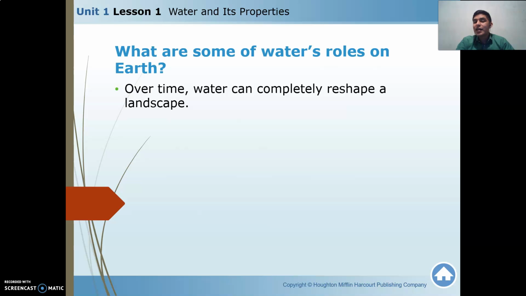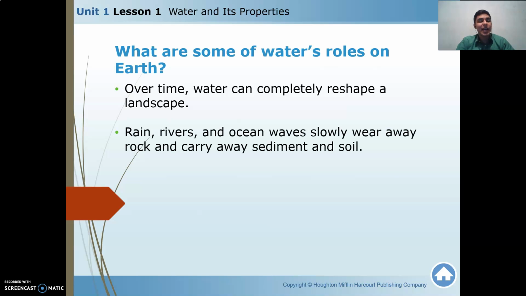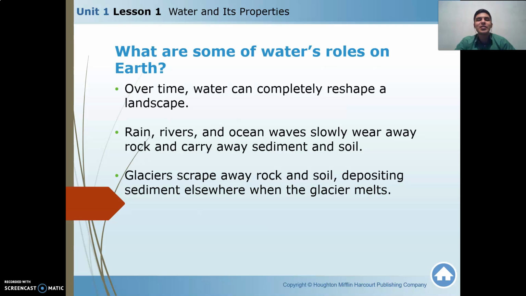Over time, water can completely reshape a landscape. Rain, rivers, and ocean waves slowly wear away rock and carry away sediment and soil. Glaciers scrape away rock and soil, depositing sediment elsewhere when the glaciers melt.